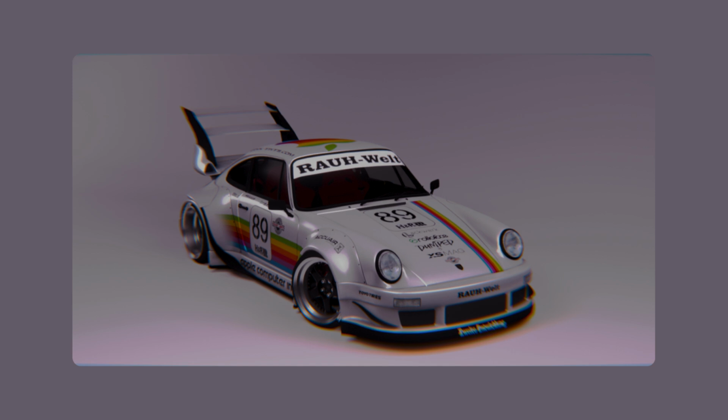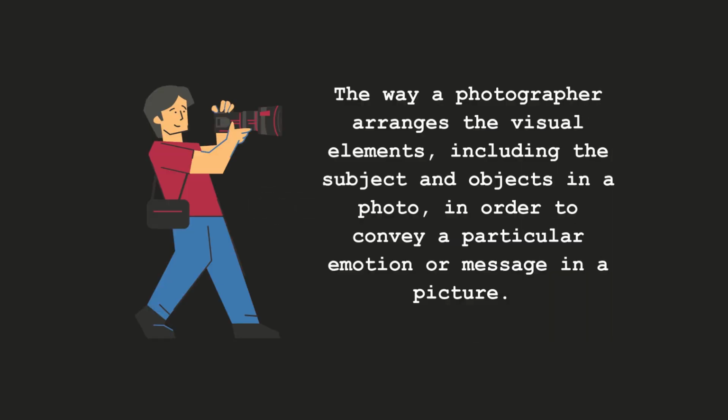Being able to tell a good story can separate you from the masses and make your art stand out. There are many tips and tricks that help elevate your stories, but I want to speak about a topic that is in the absolute basics: composition. Composition refers to the way a photographer arranges the visual elements, including the subject and objects in a photo, in order to convey a particular emotion or message in a picture.